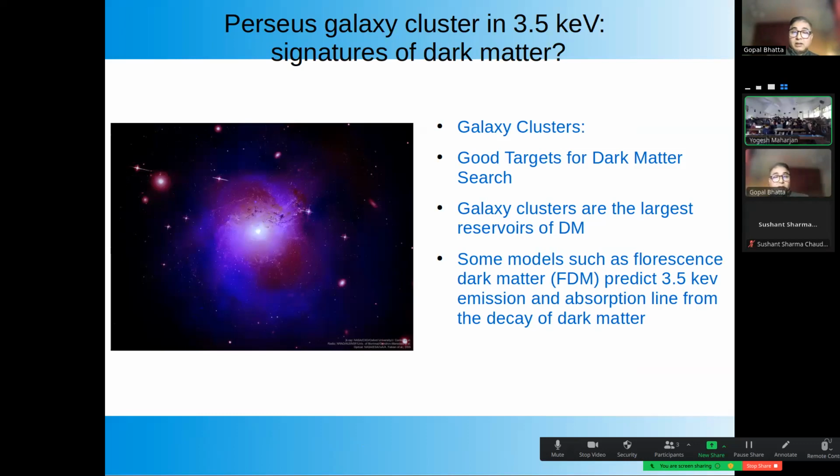And this also potentially probes dark matter, because we really don't know what dark matter is, but one of the models predicts that it will have a line in X-ray, at around 3 keV. And if you see these kinds of things, probably the dark matter is there.